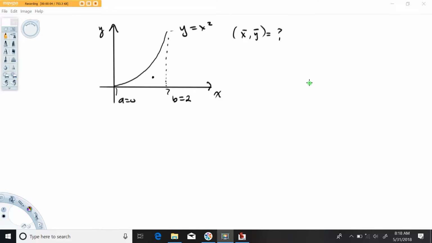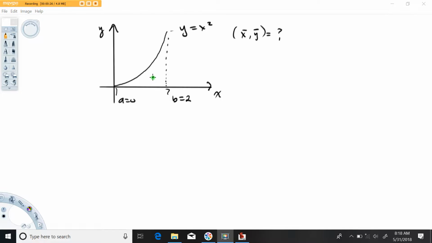I'm making this video here to show how to calculate what are called centroids. So what we're going to do is look at my favorite example function here, y equals x squared. We're just going to restrict ourselves to the first quadrant. We're going to look at the region from x equals 0 to x equals 2, and we're going to calculate the centroid of this region.